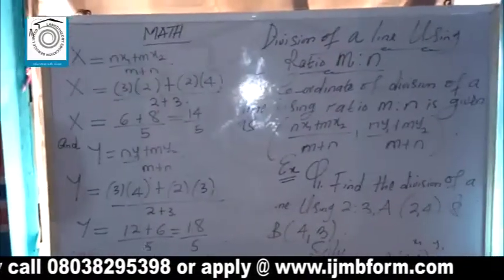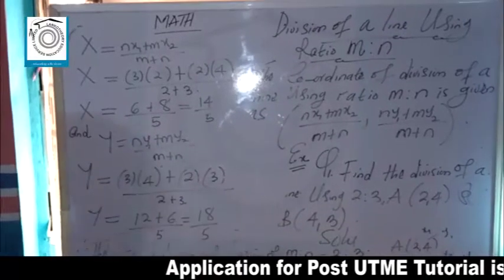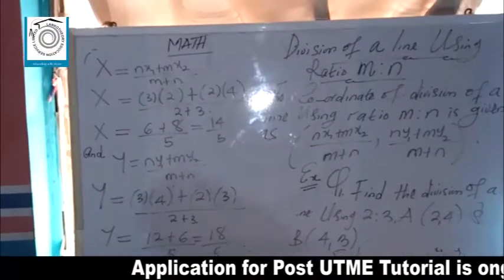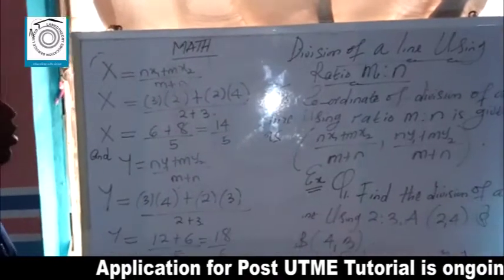So you can try more examples by picking two points and changing the values of the ratio. Or you can go to your textbook to do more examples.